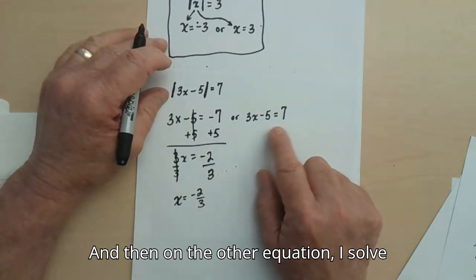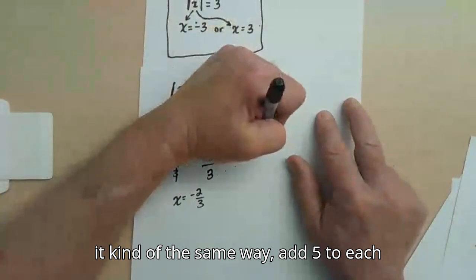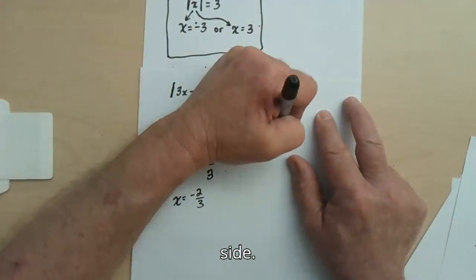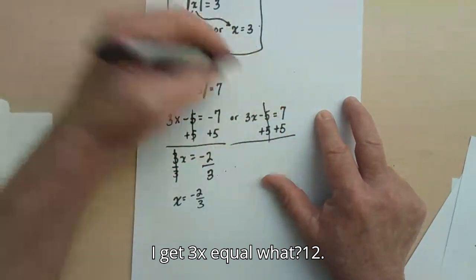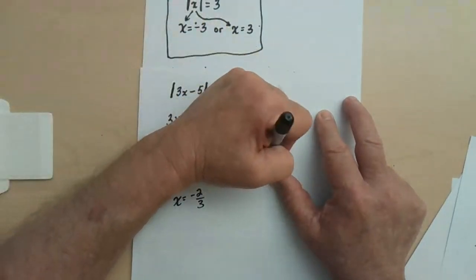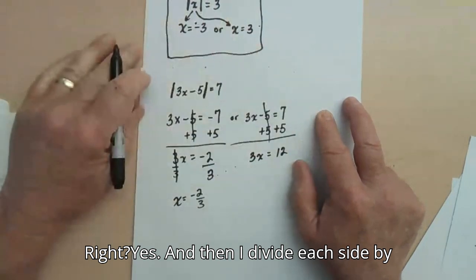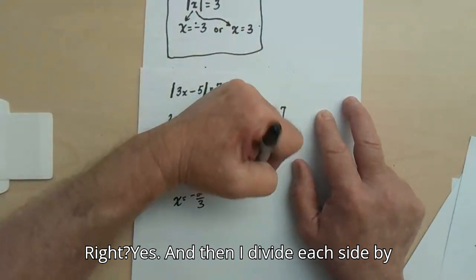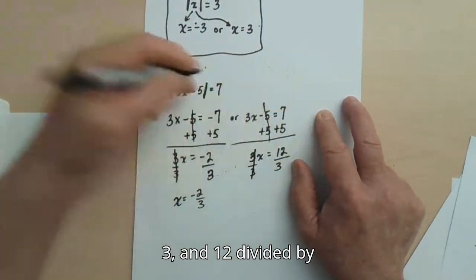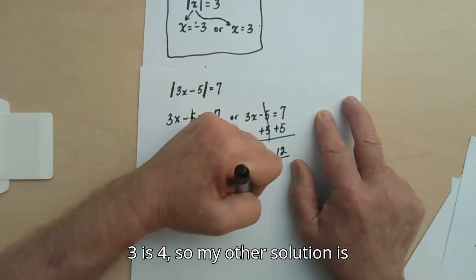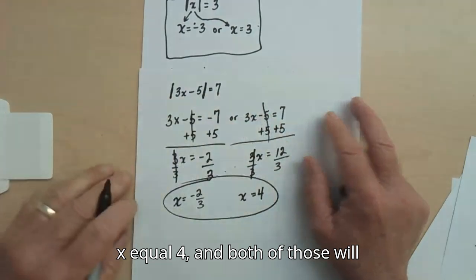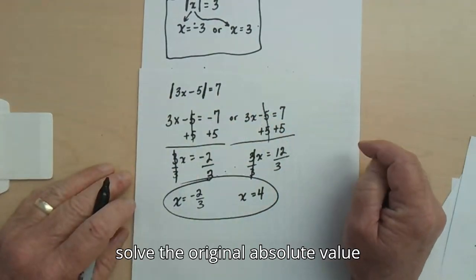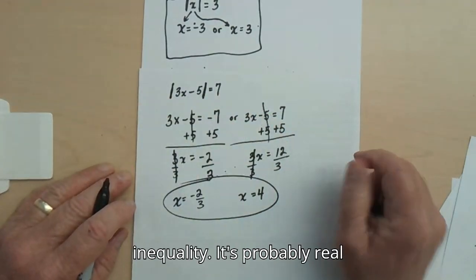And then on the other equation, I solve it kind of the same way, add 5 to each side. I get 3x equals what, 12, right? Yes. And then I divide each side by 3, and 12 divided by 3 is 4. So my other solution is x equals 4. And both of those will solve the original absolute value equation.